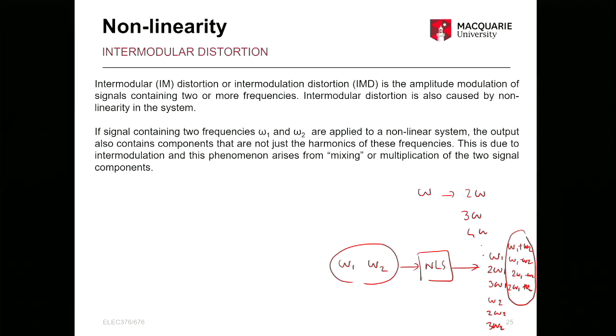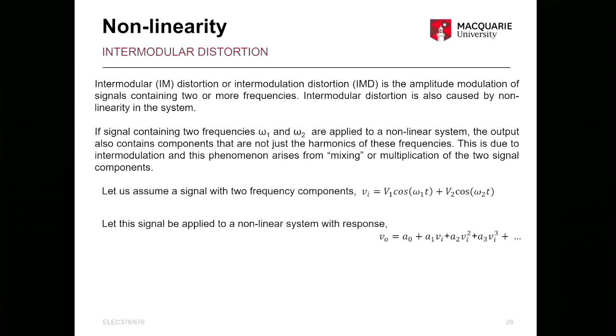So if you have 100 megahertz and you have 80 megahertz, and you want to generate 20 megahertz, what would you do? You just put them together and you can make 180 and you can make 20, right?